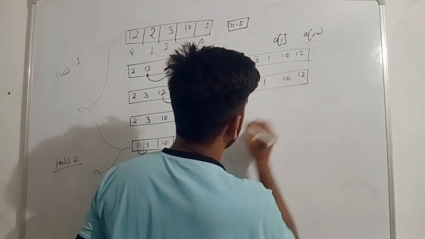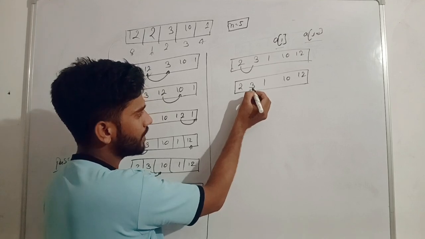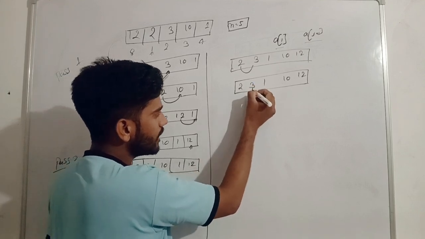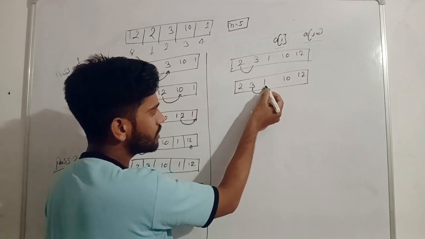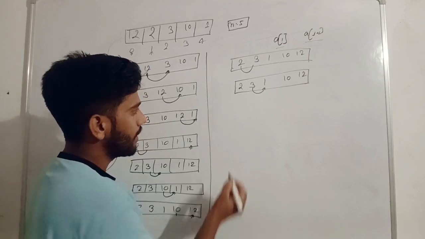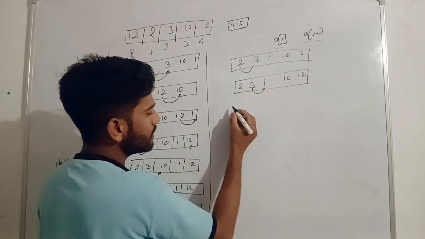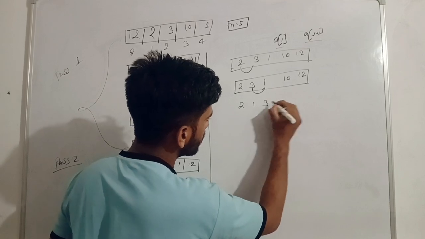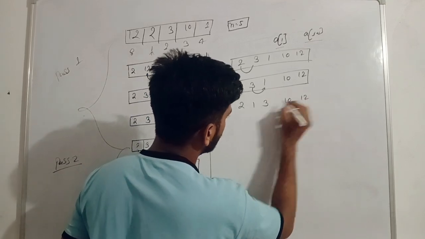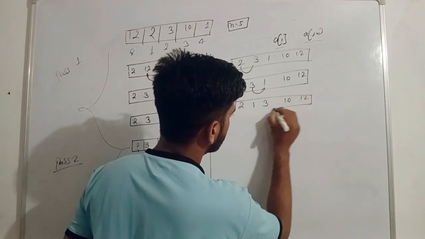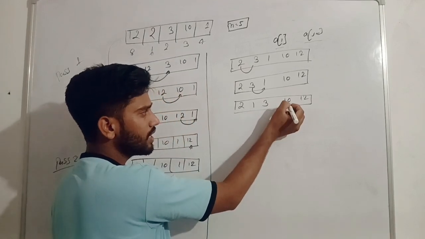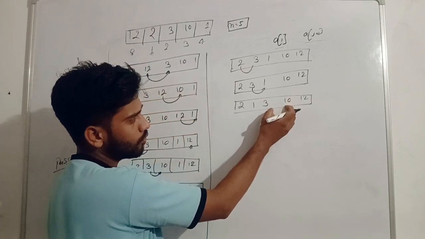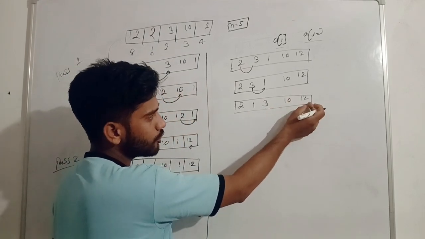Now in the next iteration it will check 3 and 1. 3 is greater, so it will be swapped. Then it becomes 2, 1, 3, 10 and 12. Again 3 and 10 will be checked, no need to swap. Then 10 and 12, no need to swap.